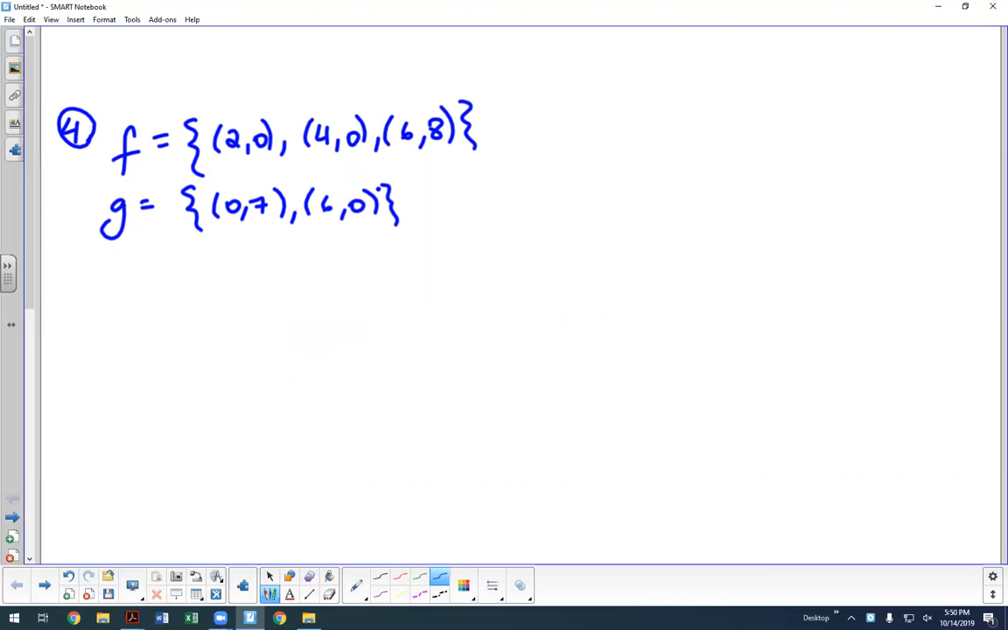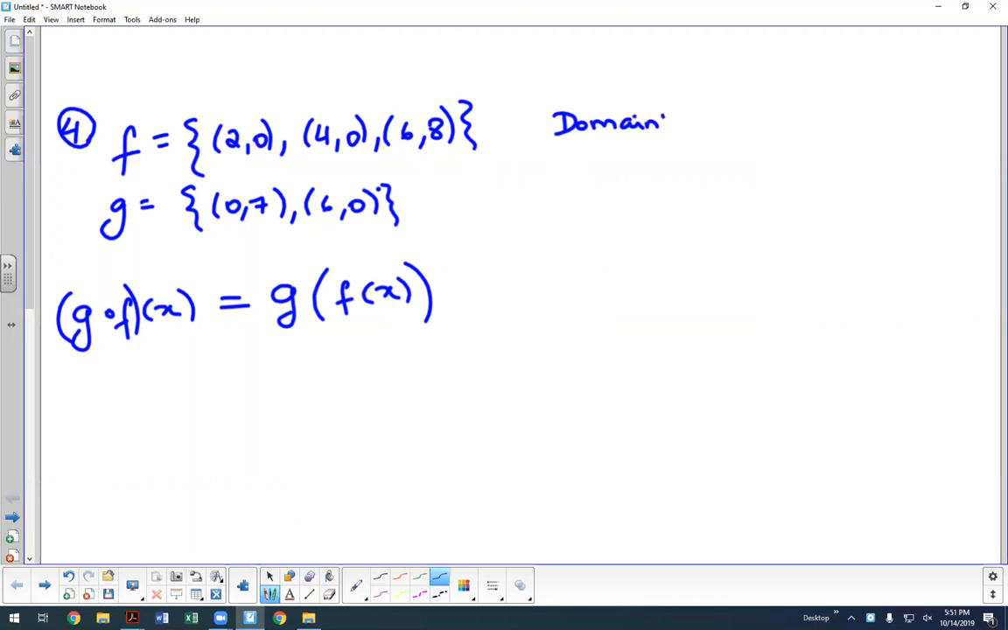So let's see. When we're talking about g of f, remember the function that I write first is going to be the outside function. The function I write second is going to be my inside function. So this will become g of f of x. Okay, so f is the inside function, which means we actually start with the values of the f function and then use them inside of g. So the first thing we're going to do, if you look at the domain for the f function, that will of course be 2, 4, and 6.